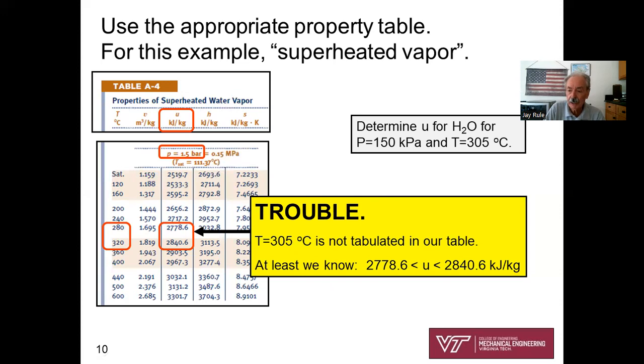Now, what do we know at least? Numerically, where is u going to be? It's going to be some number. You don't even have to know how to interpolate. Common Sense 101 says that our number is going to be somewhere between 2778 and 2840. That's Common Sense 101. Now we're going to do the math.